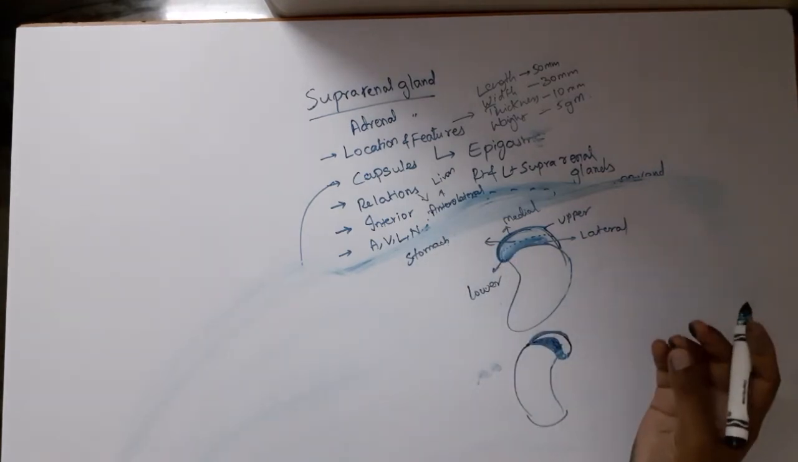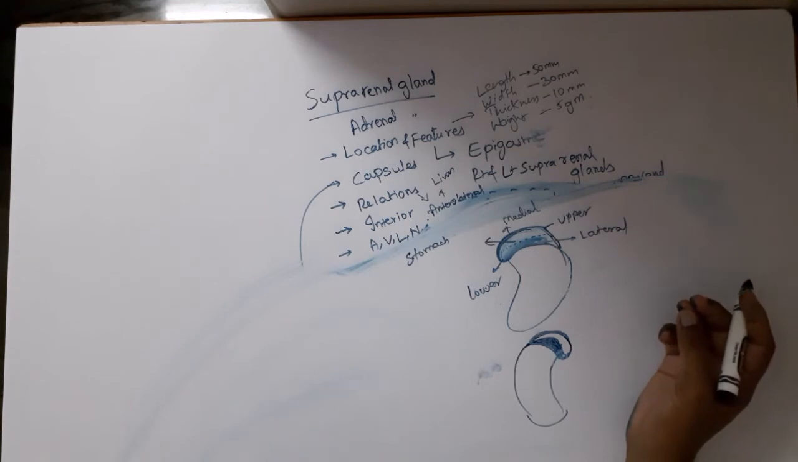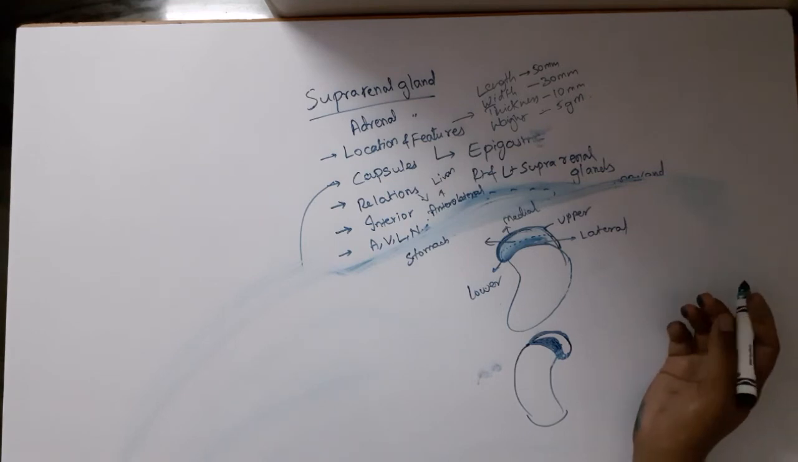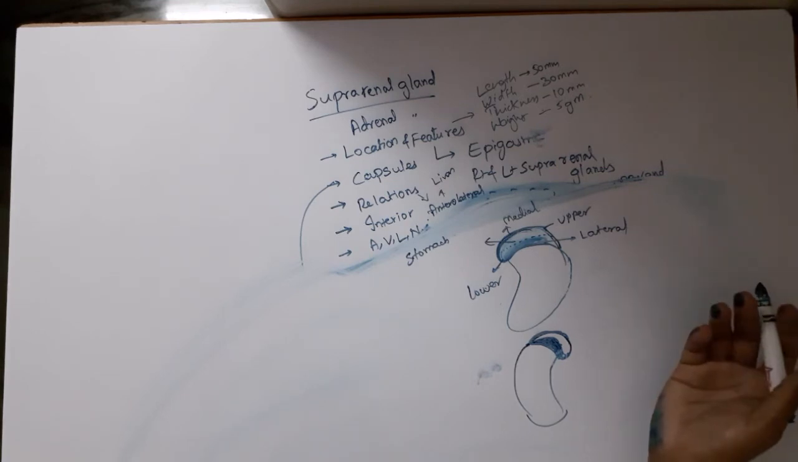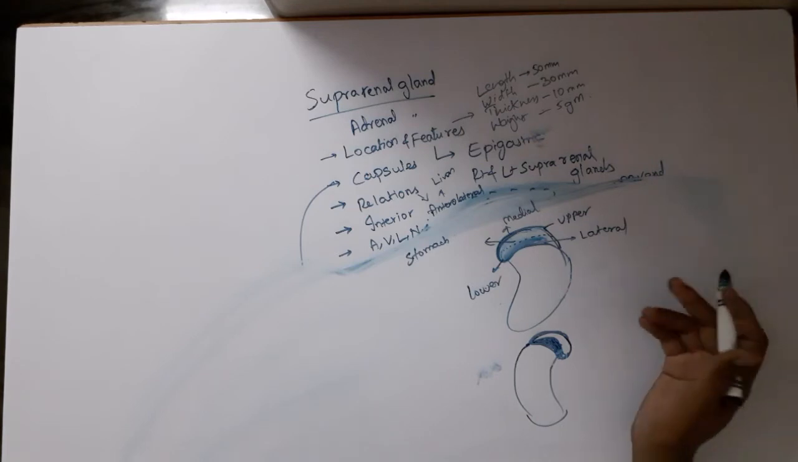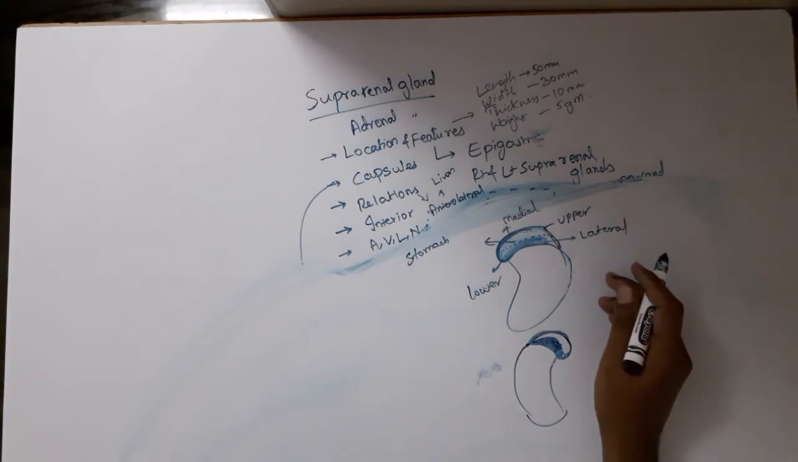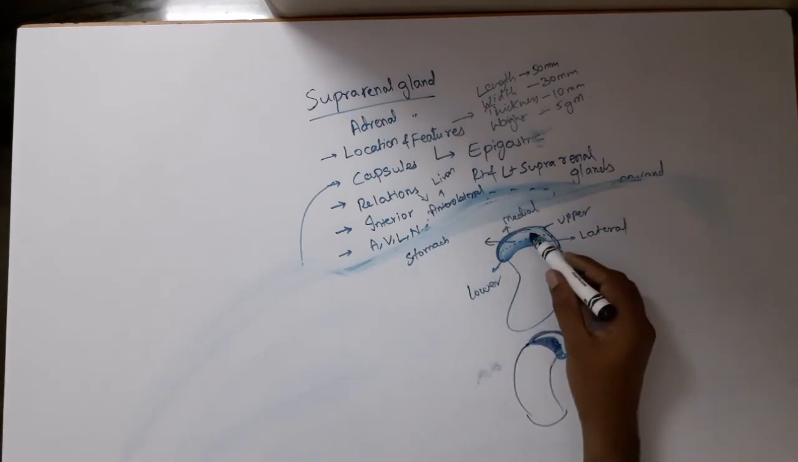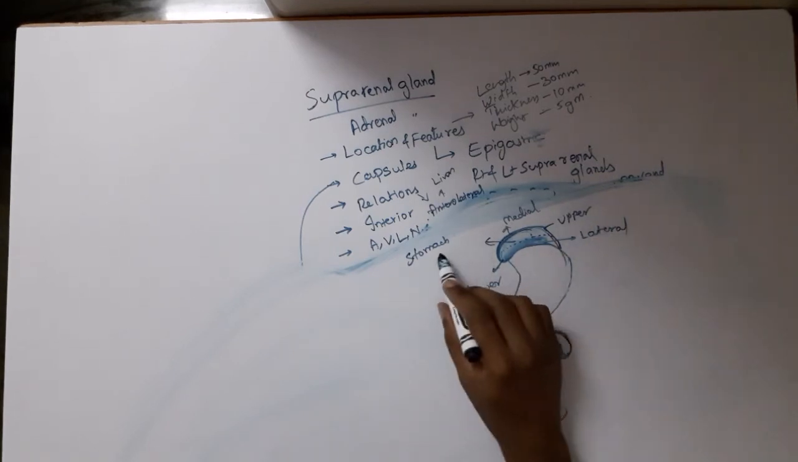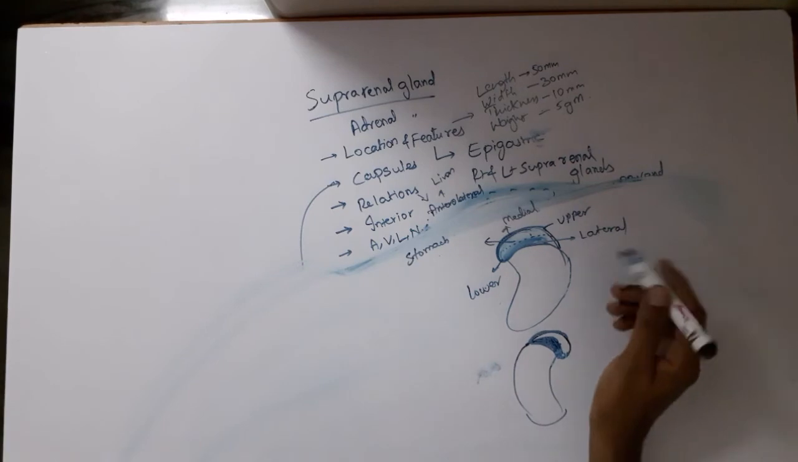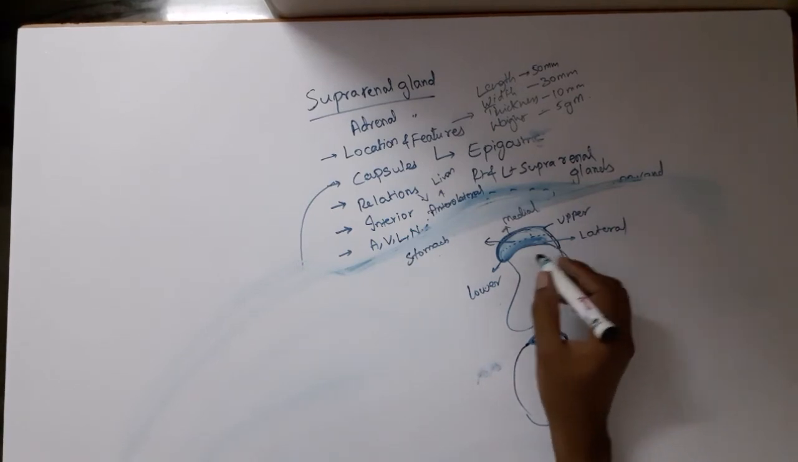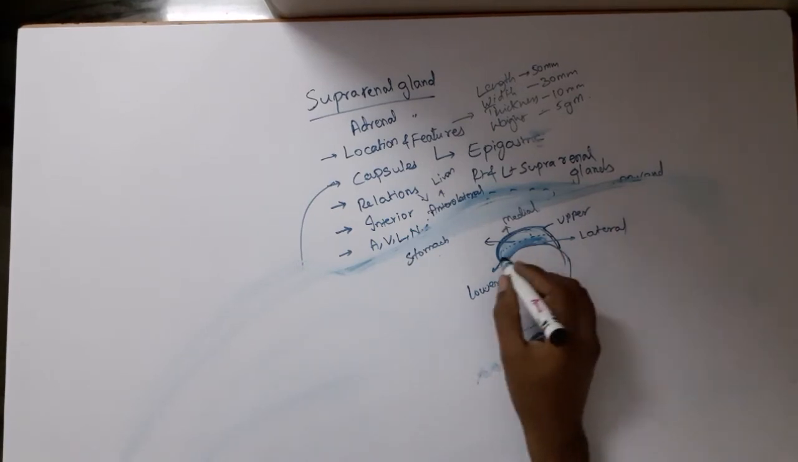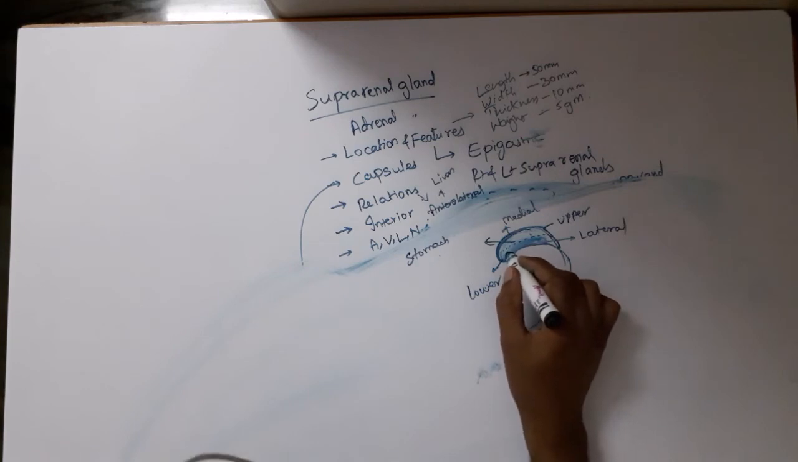Separating this from the stomach, we have this omental bursa or the lesser sac. If you see the omental bursa, posteriorly we have this left kidney, left suprarenal gland. So the upper part of the anterior surface of the left suprarenal gland is related with the stomach. Separating that, in between the stomach and the suprarenal gland, we have the omental bursa or the lesser sac.